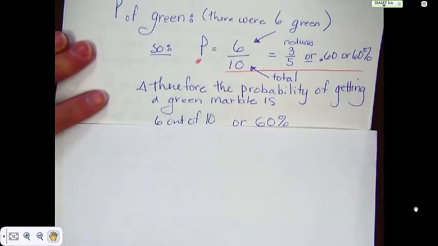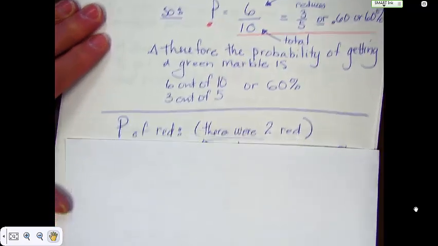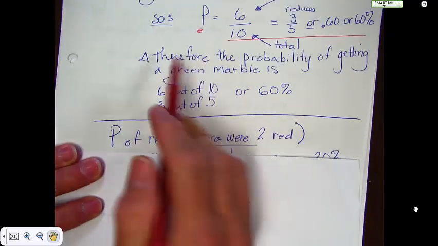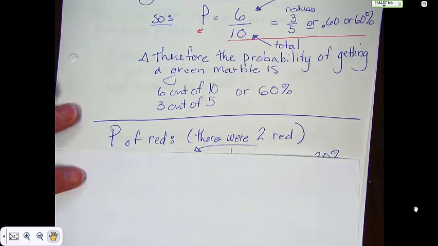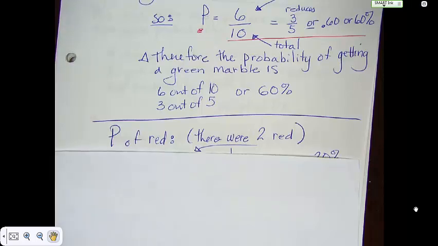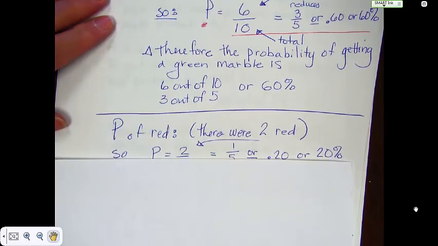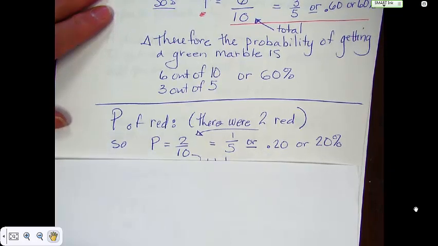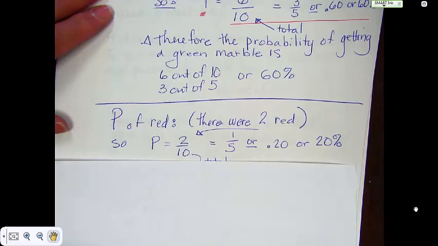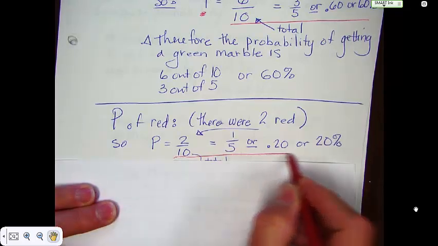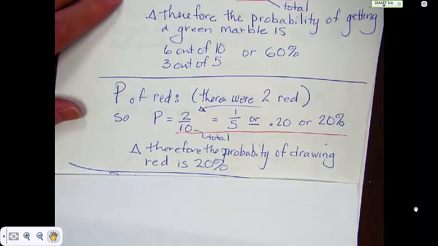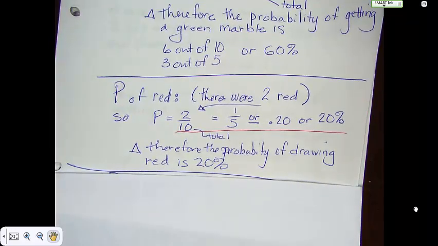How about getting a red marble? Now this is some good stuff to write down. I just don't want to talk about it because I don't want to spend too much extra time on this. I want to get through it. The probability of red, there were 2 red. So again, 2 out of how many? Yeah, you're right, 2 out of 10. So the probability is 2 out of 10, or 1 out of 5, or 0.20, or 20%. They all say exactly the same thing. That's the probability. Therefore, the probability of drawing red is 20%.